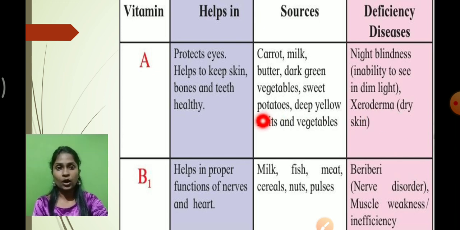Okay. Now, vitamin B1. In the B type also there are many varieties. So this vitamin B1 helps in the proper function of the nervous system and the proper function of the heart. Where is vitamin B1 present? It is present in milk, fish, meat, cereals, nuts, pulses, etc. So if vitamin B1 is less in our body, then what will happen? It will cause beriberi. What is beriberi? It is a type of nervous disorder, and it can even cause muscle weakness if B1 is absent or very low in our body.